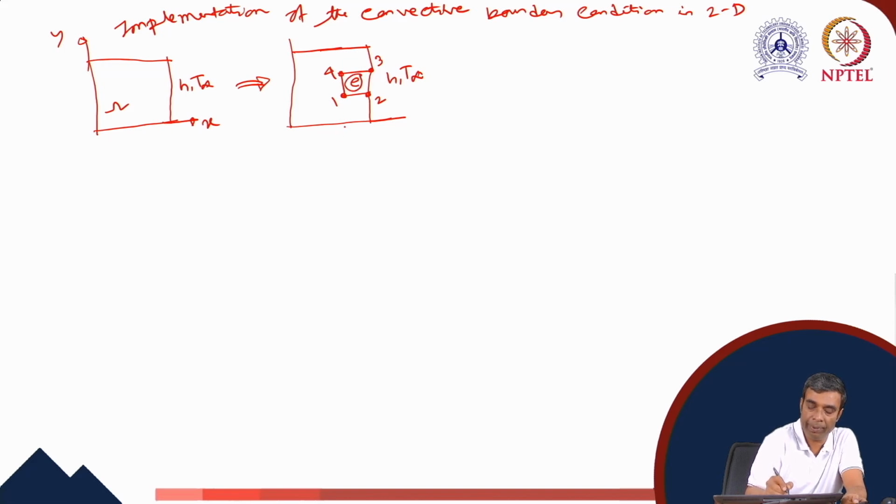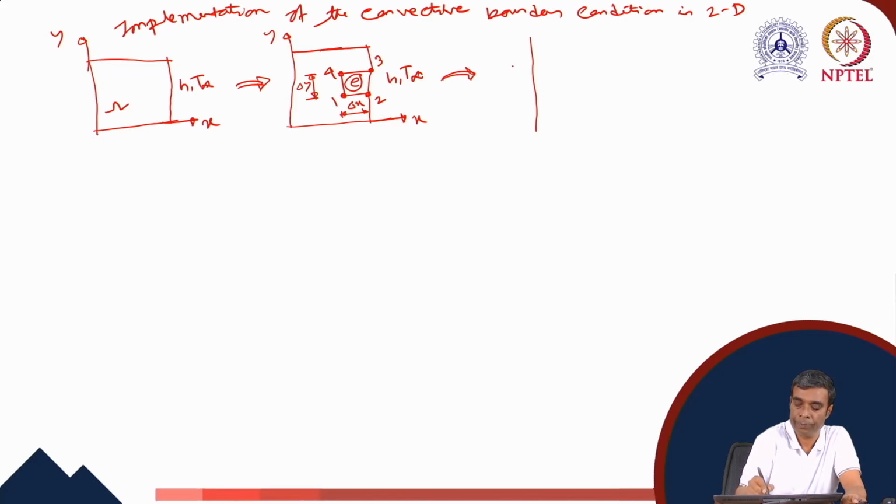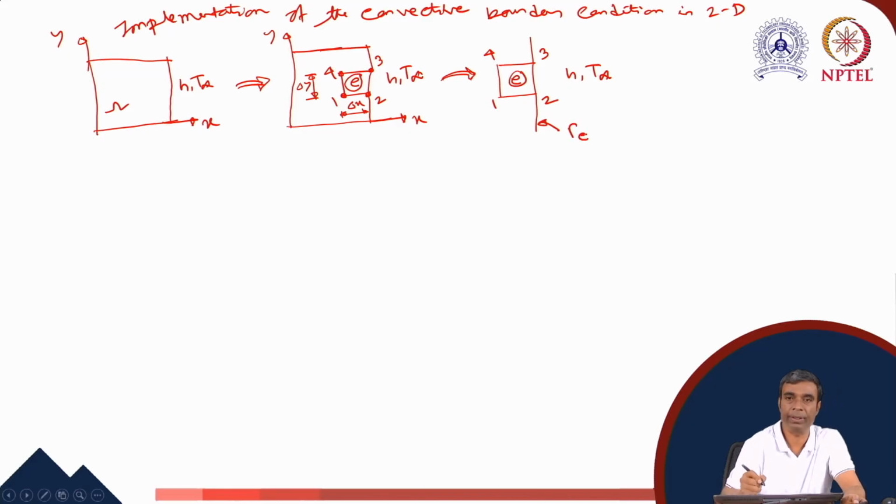So the dimension of the element is given as delta x and delta y, this is the x-axis and this is the y-axis. Now we are showing it in close-up. So we have the element E, local nodes 1, 2, 3 and 4, and this is h, T infinity. The boundary is denoted by the symbol gamma C for the convective boundary.